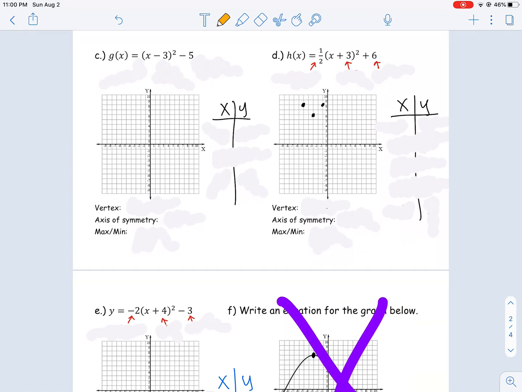All right, let's do 3 more examples of graphing quadratic functions in vertex form. Maybe you can try these 3. Maybe you can pause the video and see if you can figure out the transformations for C, D, and E.